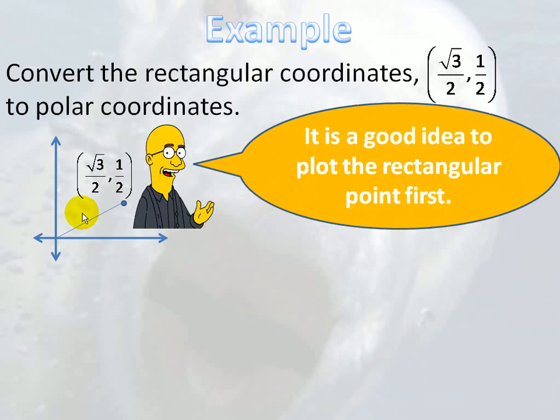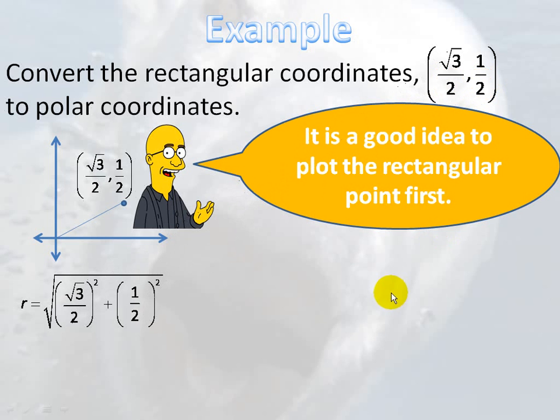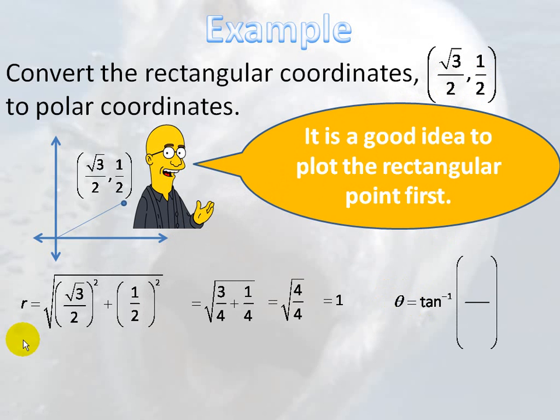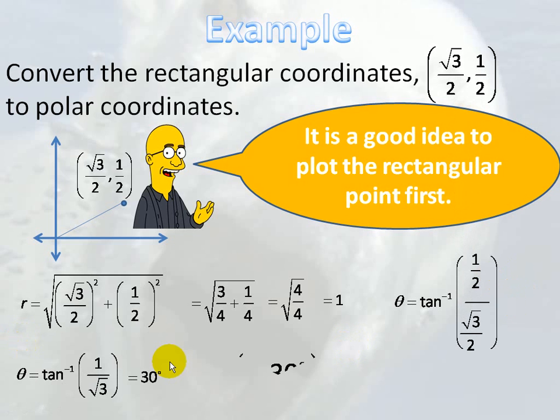What I want to do next is find the r. And r is easy. We take the x squared plus the y squared, the square root of that. And of course, this one works out just to be 1. So we have our r. Now we just need to find the theta. Okay, theta is going to be the inverse tangent of the y over the x, which is going to be 1 over the square root of 3. And that will give us 30 degrees. So we have our rectangular coordinates. Our polar coordinates, 1, 30.